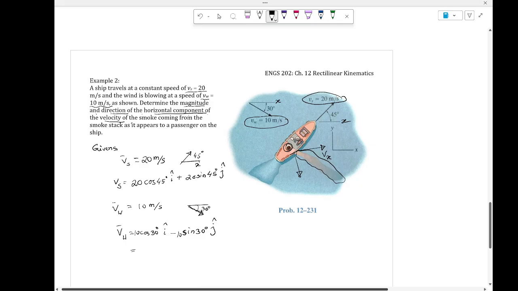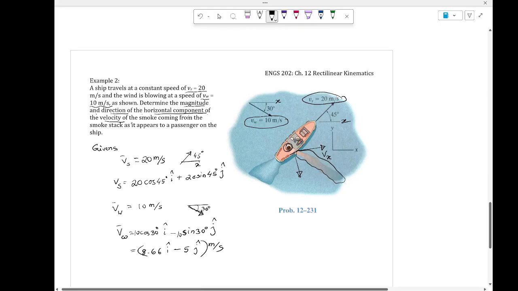This W doesn't look perfect. Let me try to rewrite it. Okay, so W means wind, right? That's what the subscript is referring to here. Obviously, once you do the math, you're going to have a value of 8.66 i minus 5 j. Okay, and you'd like to put the unit as well next to it.